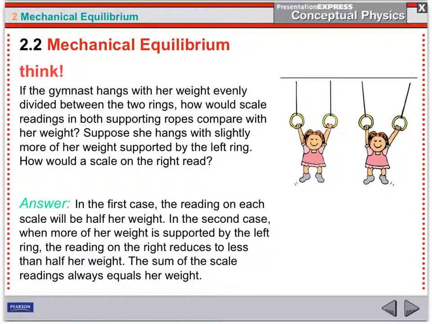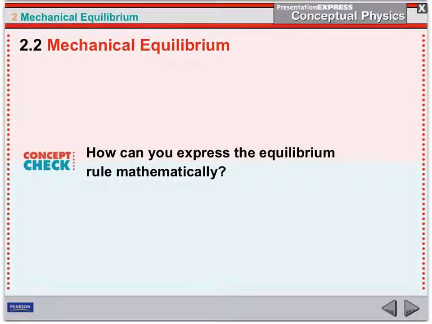And hopefully that was pretty easy. In the first one, it would be half and half, and in the other one, it would be a little bit more on one side than the other, but it would still total up her weight, whatever that was.